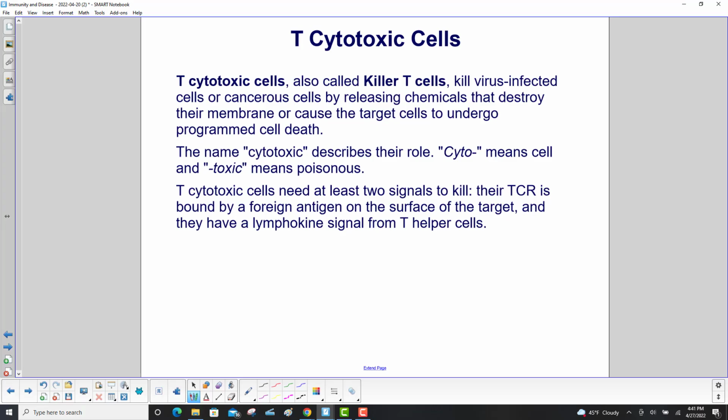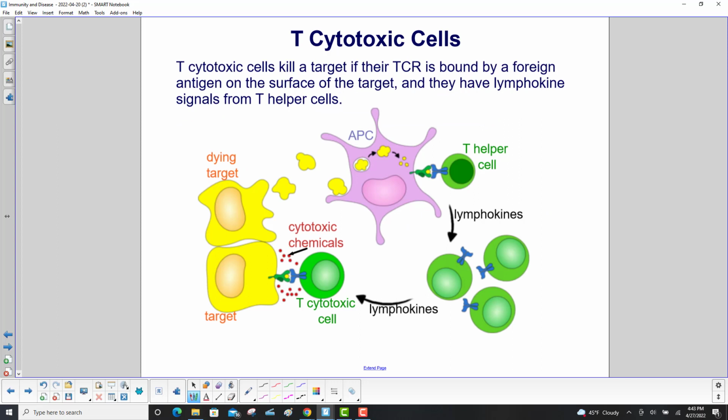T cytotoxic cells, also called killer T cells, kill virus-infected cells or cancerous cells by releasing chemicals that destroy their membrane or cause the target cells to undergo programmed cell death. The name describes their role. Cyto means cell and toxic means poisonous. T cytotoxic cells need at least two signals to kill. Their TCR is bound by a foreign antigen on the surface of the target, and they have a lymphokine signal from T helper cells. Here's what we've been talking about.